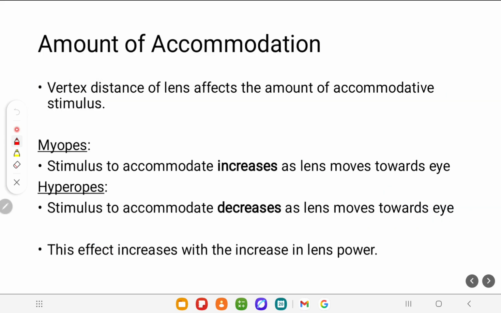Okay, let's move forward. Then the amount of accommodation. This is another very important point.